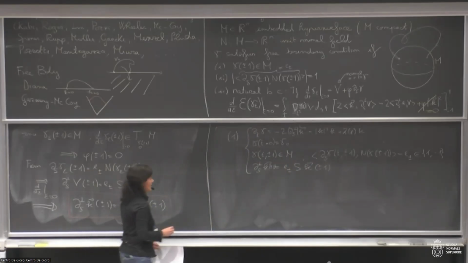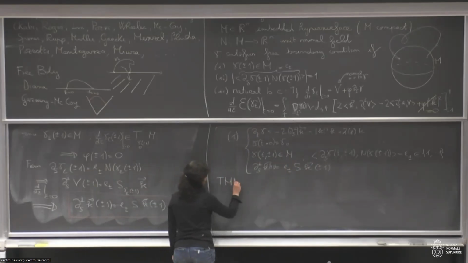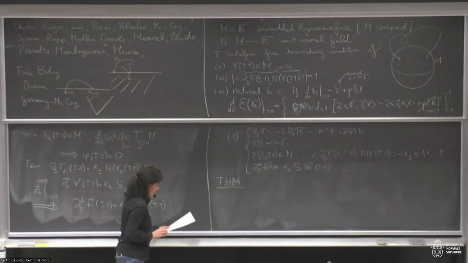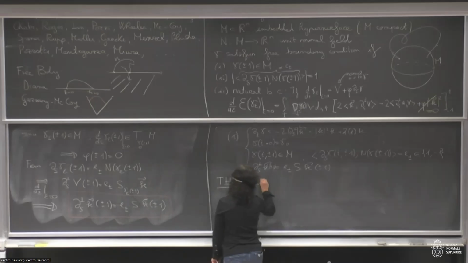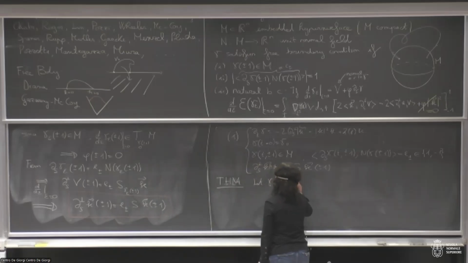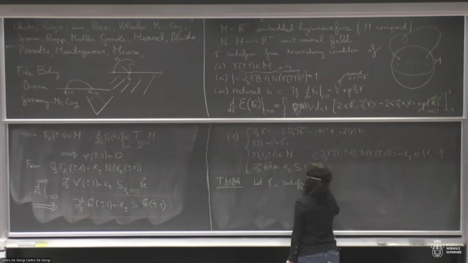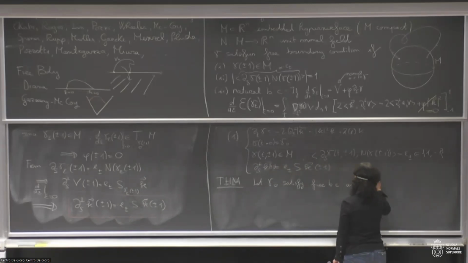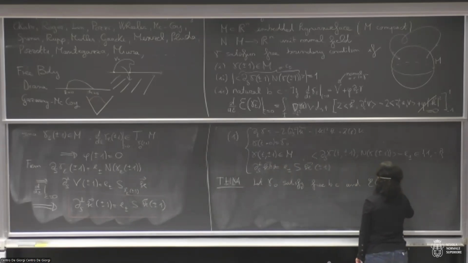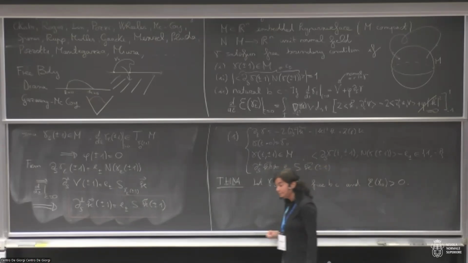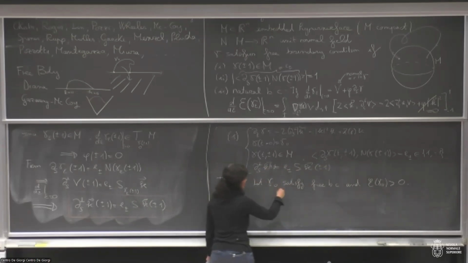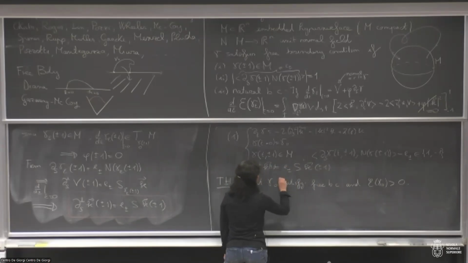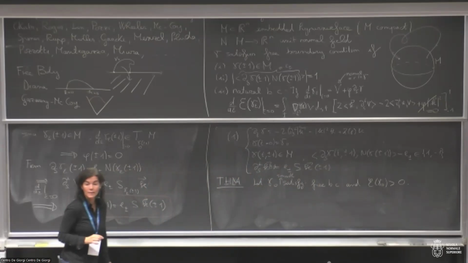So our main result is the following. Let gamma 0 satisfy the free boundary condition, and let's assume that this elastic energy is strictly positive. What does it mean? And smooth, sufficiently smooth. I don't go into detail.